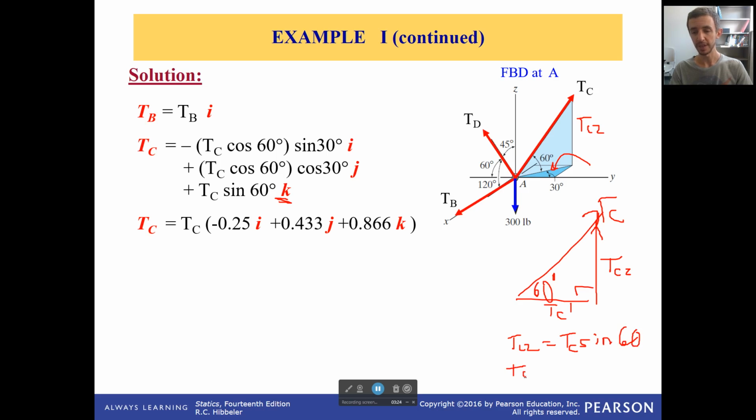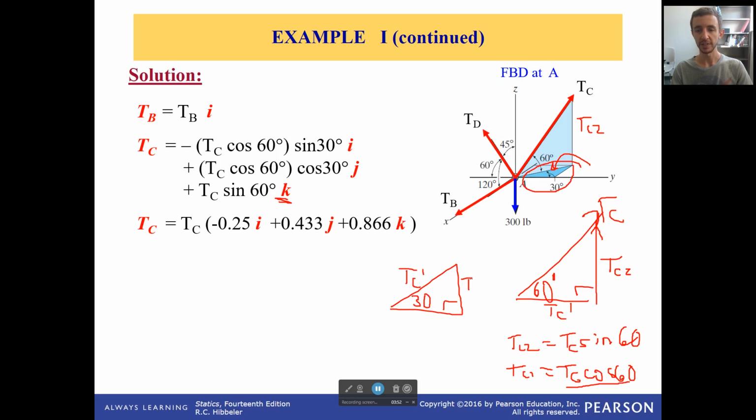And then TC prime is going to be TC cosine of 60. Okay, so that's not too terribly bad. Now we have a second triangle, this one right here. We have to break that one up too. Our hypotenuse has changed. It's now TC prime, which we have already solved for, and we have to figure out the rest of the signs.